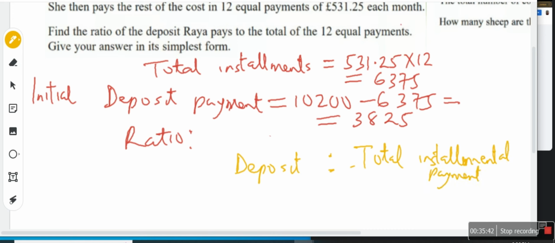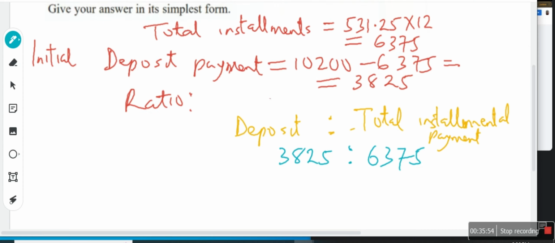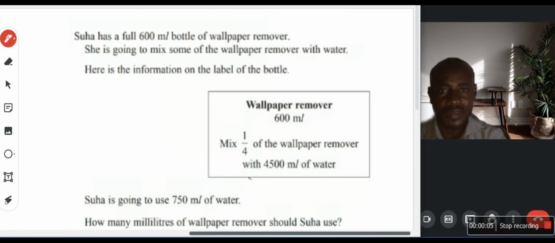All right, so deposit is 3,825, ratio that. Just simplify. 3,825 ratio 6,375. You just simplify. That's the final answer.